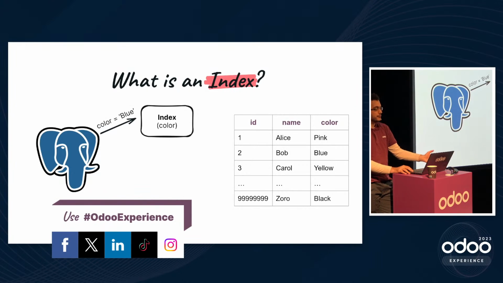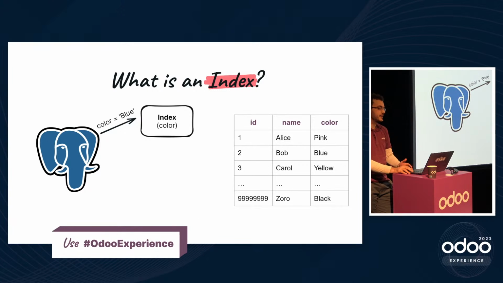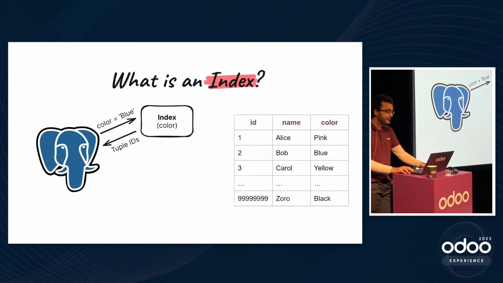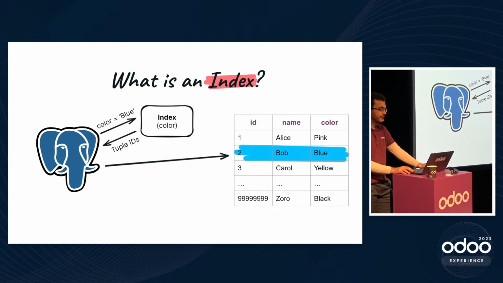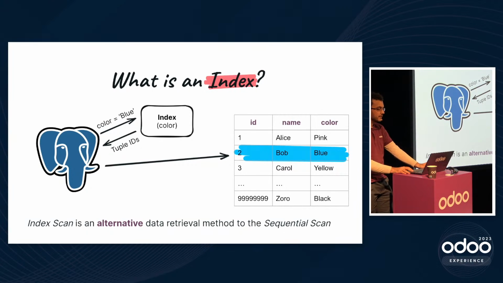In PostgreSQL, we do the same query and request: give me everything that likes the color blue. The index returns the tuple IDs, so the IDs to the rows that are necessary to be fetched from the table. And it can shortcut and not need to read the whole table to know which rows like blue. This is an alternative data retrieval method, which is called an index scan. We first inquire the index about which tuples to go to, and then we go to the table and fetch only the rows that we need.